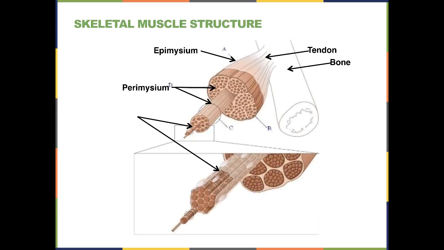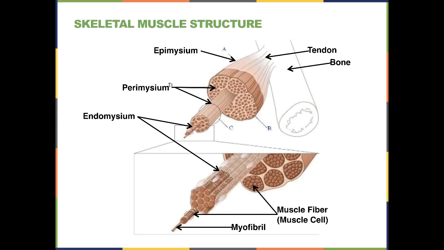Inside these are the individual muscle fibers, which are also individual muscle cells. These are surrounded by a covering known as the endomysium. Remember that each axon is covered by the endoneurium. And then within that are the myofibrils. Now that's a part of the muscle cell and not the entire muscle cell. The muscle cell itself is called a muscle fiber or a muscle cell.